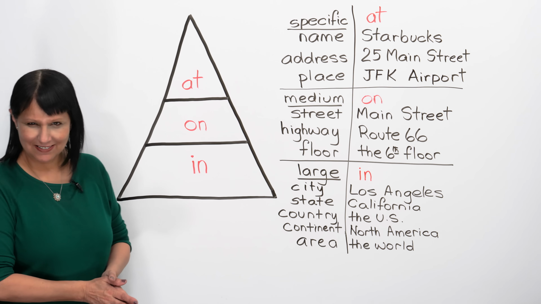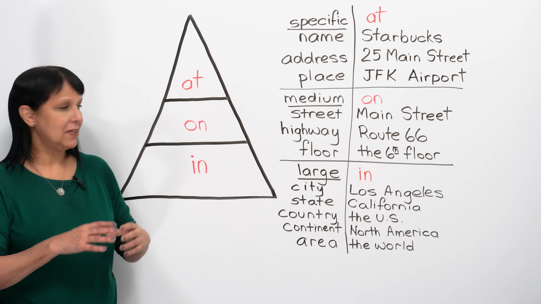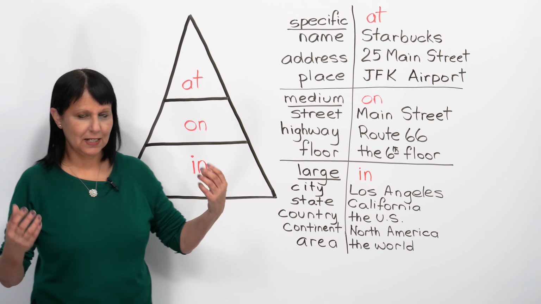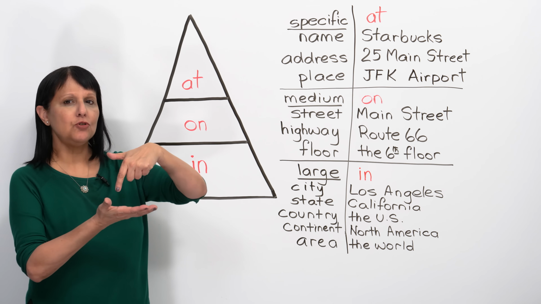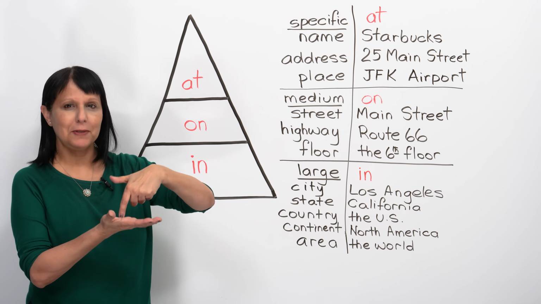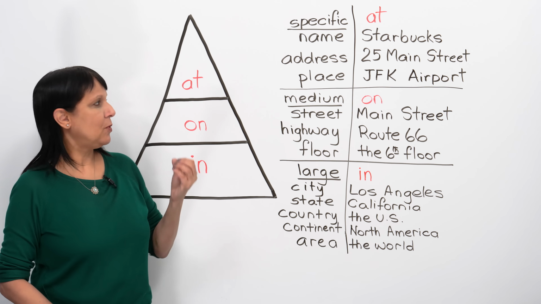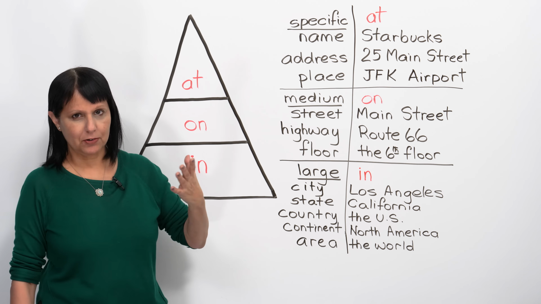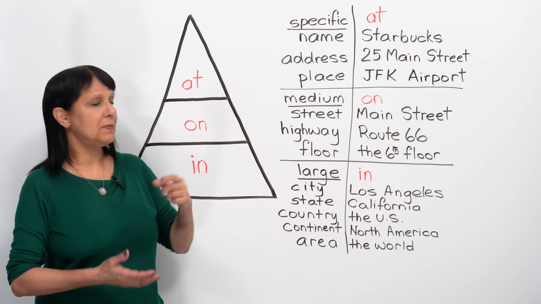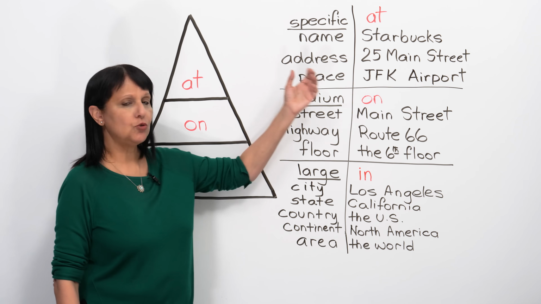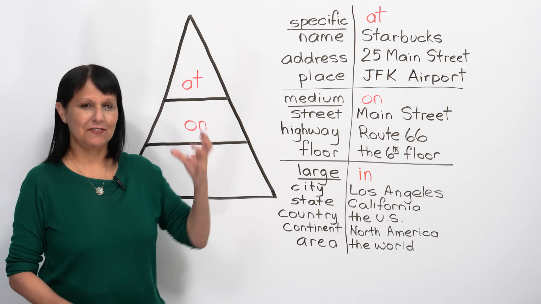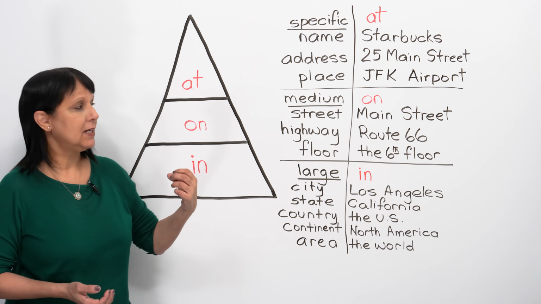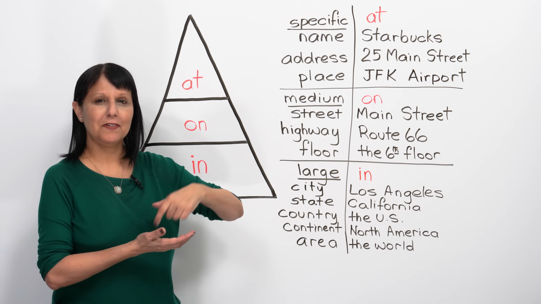So here we have the triangle, and you can see at the top, on in the middle, and in at the bottom, okay? So what does that mean? So here we want to show that at is used when we're talking about very specific places, okay? For example, when we're talking about the name of a restaurant, at Starbucks, at McDonald's, and so on. Or when we're giving a specific address, at 25 Main Street, okay? So you have the number, not only the street, not only the city, but the specific number of the building and the street, at 25 Main Street.